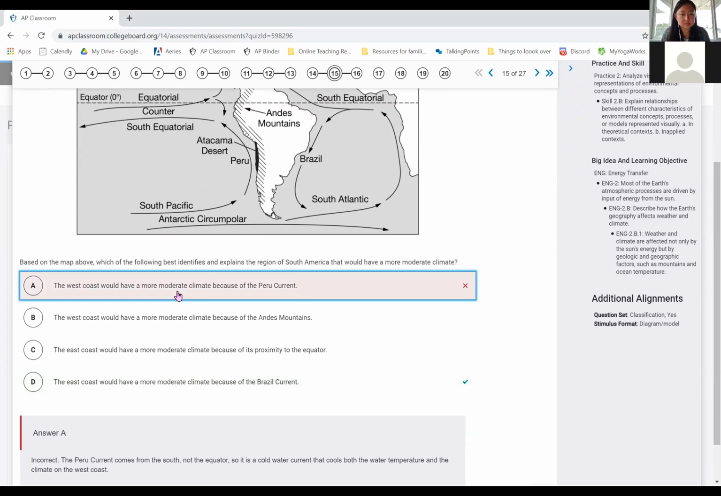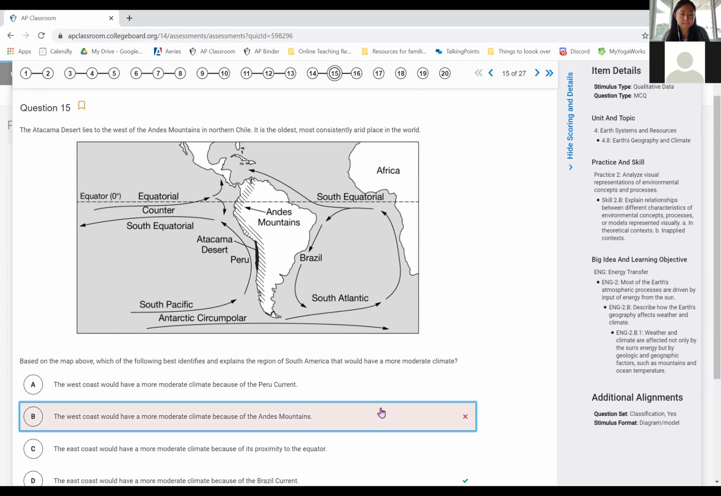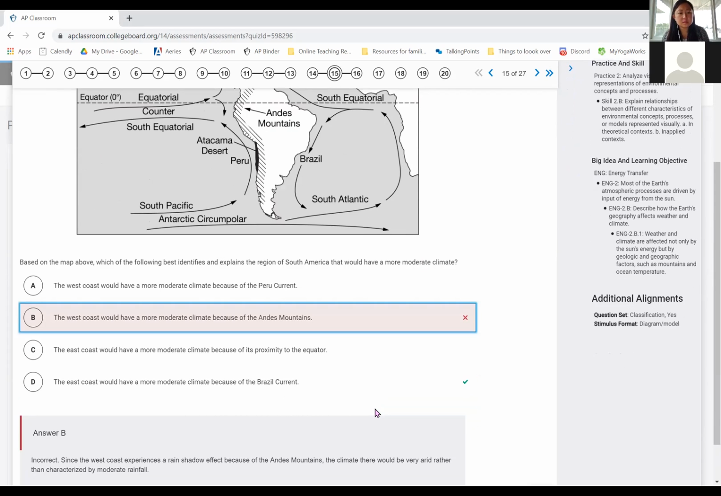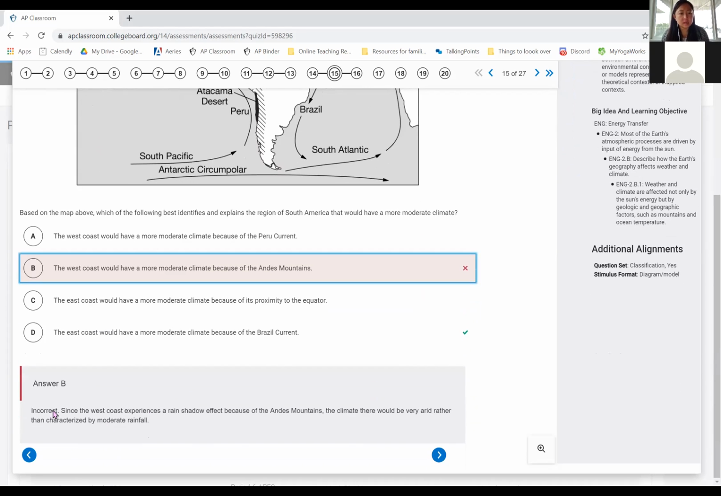Yeah. For this one I thought it was B because the Andes Mountains would kind of separate the climate, I guess. But now that I'm looking back at it, I could have paid a little more attention to the wind currents too. Oh, I see. So for B it says since the West Coast experiences a rain shadow effect because of the Andes Mountains, the climate there would be very arid rather than characterized by moderate rainfall. Oh, moderate also takes into account rainfall.